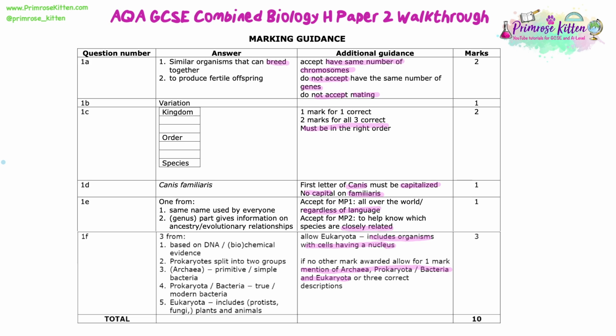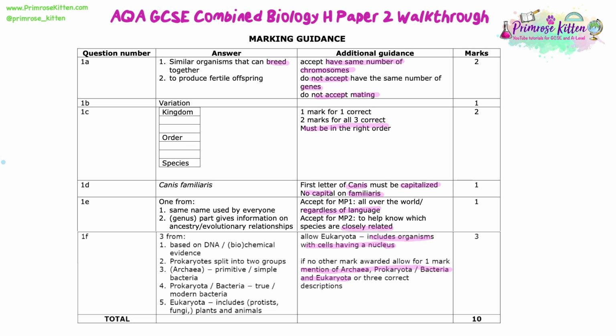And then for 1F, you needed to say based on DNA or biochemical evidence, and you need to say that the prokaryotes were split into 2 groups or 2 new domains. And then in theory, you should talk about the 3 domains. If you just mention them, that's fine. If you didn't get any other marks, you can get 1 mark for just saying archaea, bacteria, and eukaryota.